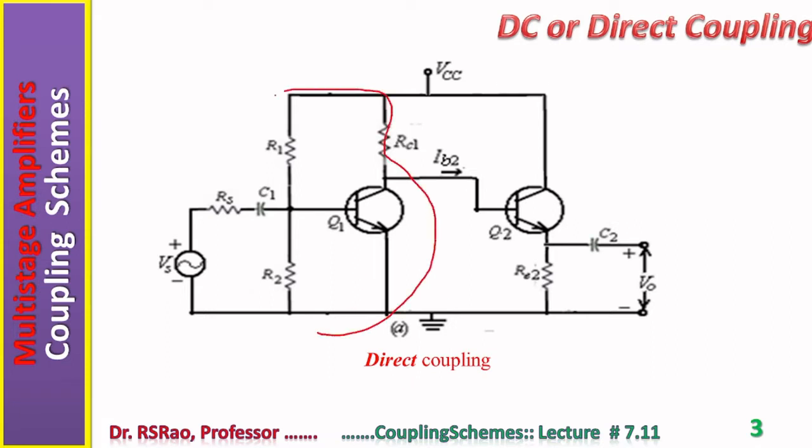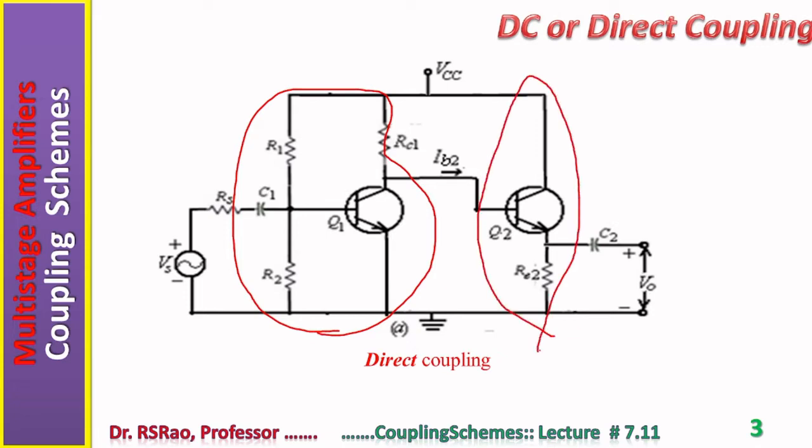Here are shown two stages which are coupled in a direct way. Here is one stage which employs the Q1 transistor, another stage which employs the Q2 transistor. These two are connected with a wire. You don't find any capacitor, you don't find any transformer in between them. So it is direct. Coupling is direct.